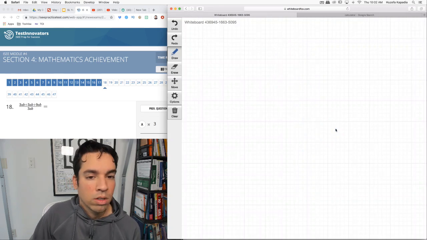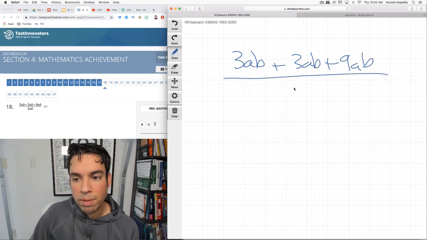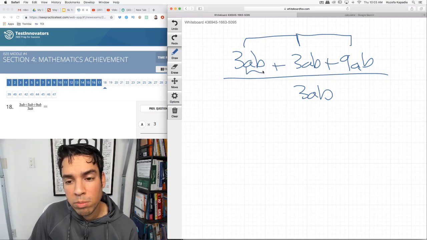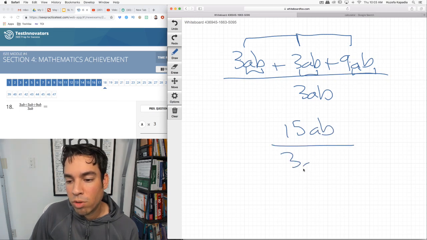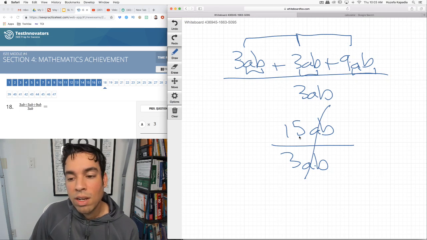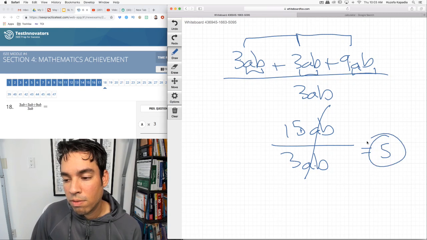Simplification. Here we go. Okay, here's the deal. When we're looking at variables, even though there's 2 variables here, since they all have the same 2 variables, these are all considered to be like terms. So I can add the coefficients, or the numbers, of all these. And 3 plus 3 plus 9 is 15ab over 3ab. Now I've got ab over ab. Those can cancel out. And then we're just reduced down to 15 over 3, which is 5.